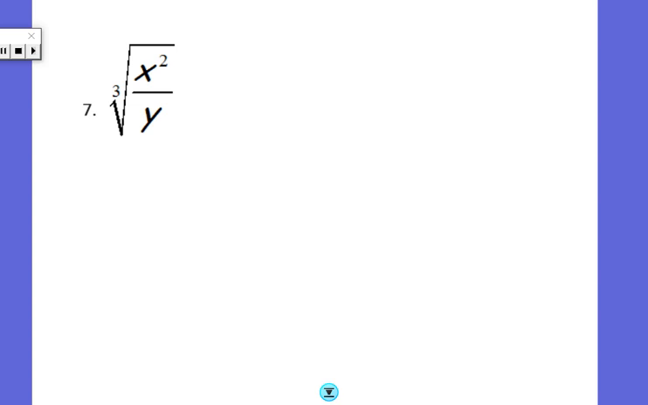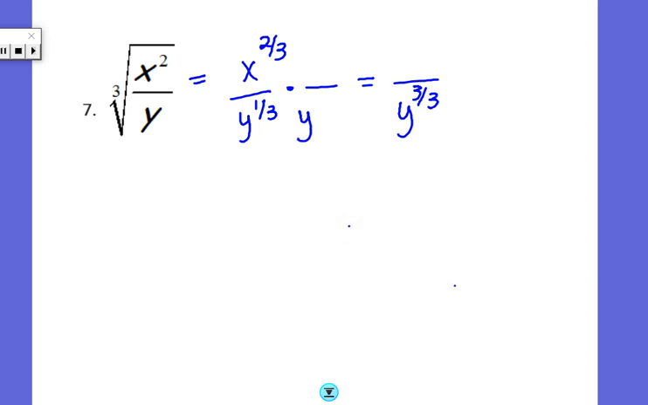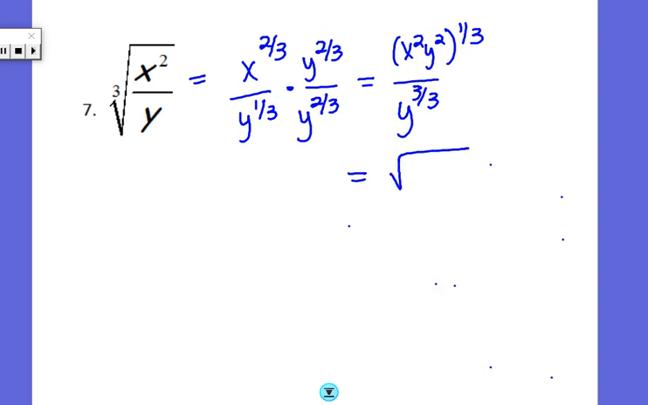I can do the same thing when I have variables. So I'm going to rewrite this as x to the 2/3, y to the 1/3. So here again, I've got to ask myself, I want to make this 3/3, y to the 3/3. So what do I need? I need another 2/3. All right, so my numerator this time, x squared, y squared, all to the 1/3. So when I change this back, I'm going to have the cube root of x squared, y squared over y. And that's my final answer.